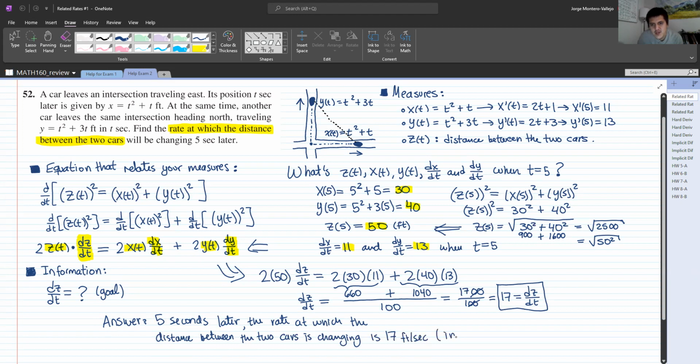And it's, of course, increasing because it's a positive amount. The distance is increasing, and it makes sense, right? Because the cars are getting farther away from the intersection, and of course, then their distance must also be increasing, right? Okay, so that's for this problem over here, problem 52. Okay, let's then go ahead and try with the second problem.